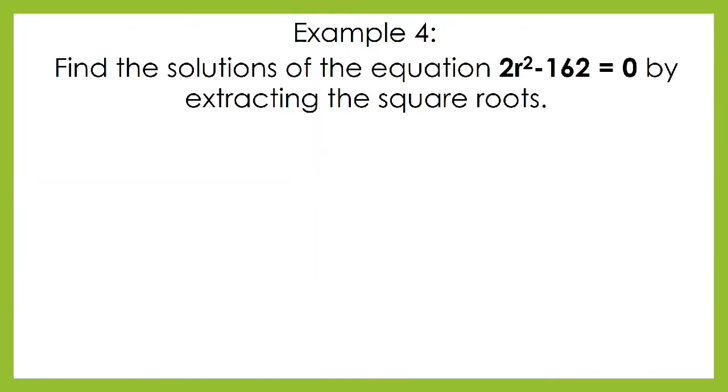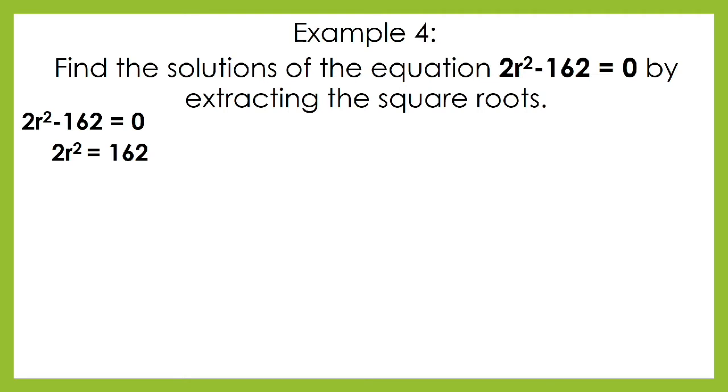Let's have more examples. Example 4. Find the solutions of the equation 2r squared minus 162 equals 0 by extracting the square roots. The given equation is 2r squared minus 162 equals 0. We will transform first this equation into the form ax squared equals c. To do that, we will apply the addition property of equality.